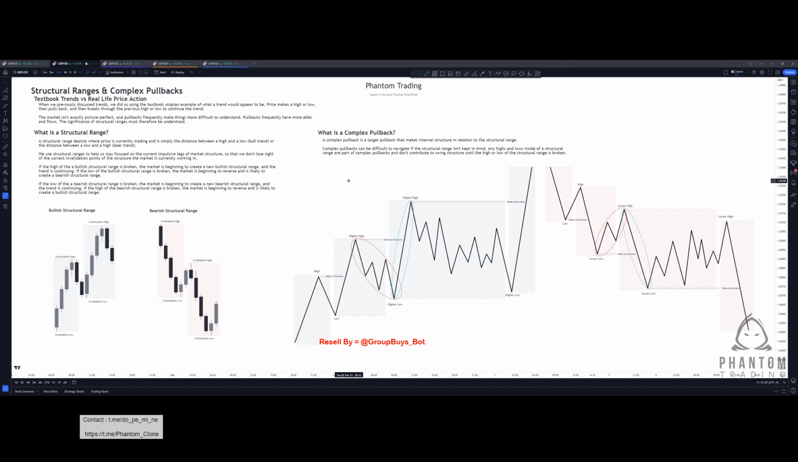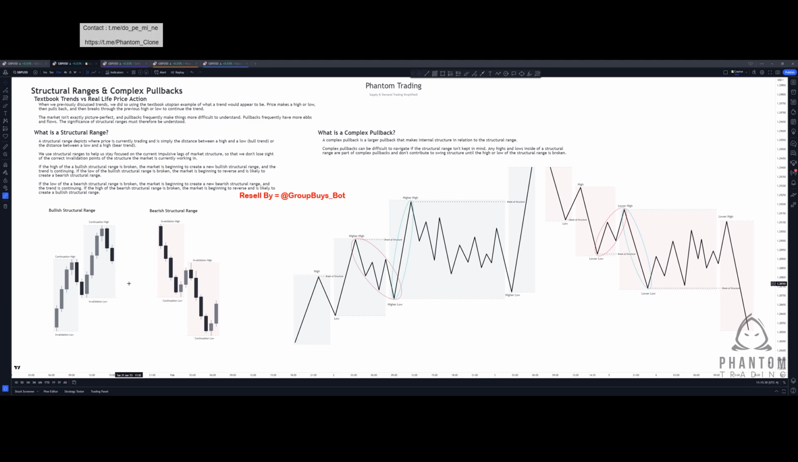A structural range depicts where price is currently trading and is simply the distance between the high and a low in a bull trend, or the distance between a low and a high in a bear trend. We use structural ranges to help us stay focused on the current impulsive legs of market structure. That way we don't lose sight of the correct invalidation points of the structure the market is currently working within.